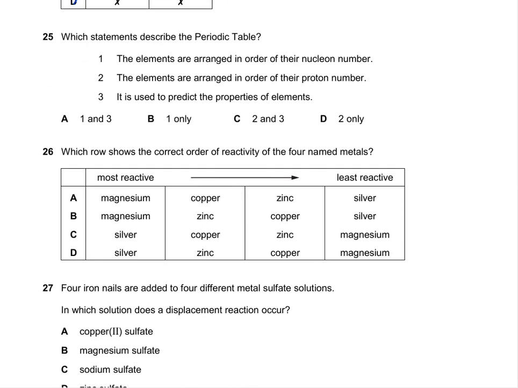Which statements describe the periodic table? The elements are arranged in order of their nuclear number? No, in order of their proton number. So the elements are arranged in order of their proton number. It is used to predict the properties of an element? Yes. So it's 2 and 3. So it's C.